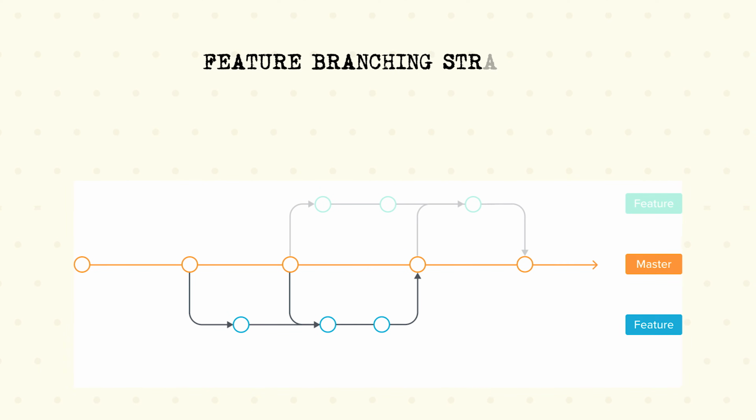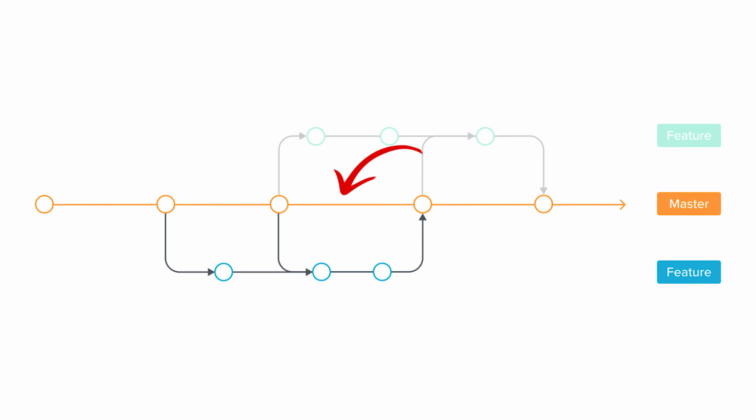The first branching strategy I want to talk about is called the feature branching strategy. And the way this looks is we have one active branch which is called main or master, and this is the active branch for your production code. And the main point of most strategies is to keep this active branch as stable as possible.